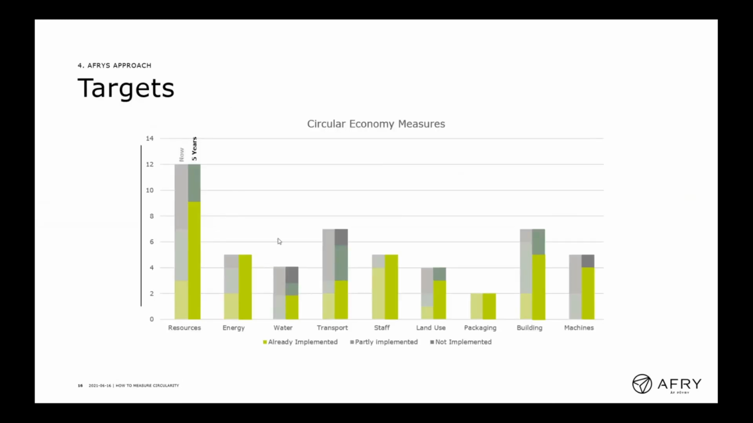So for the targets, we go back to our benchmarking and ask how many measures do you want to do in 5 years? So we say in resources, at the moment we've implemented 3 measures here, and in 5 years we want to have 9 implemented, and the rest in the process of being implemented. And you can do this on a 1-year basis, 2-year basis, so that you really see the progress for the next 5 or 10 years.